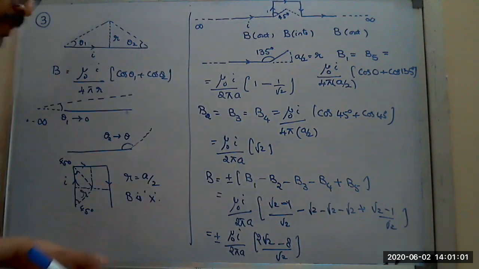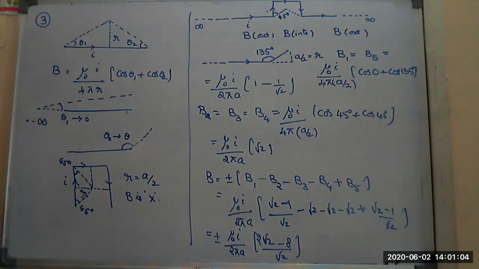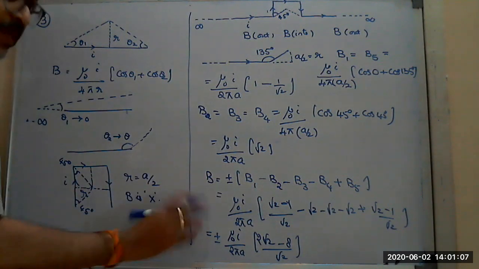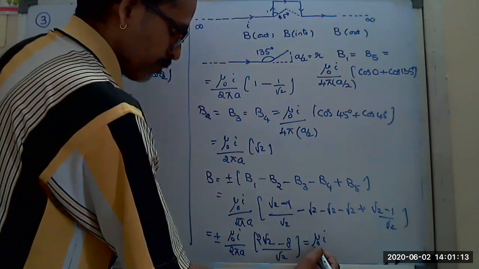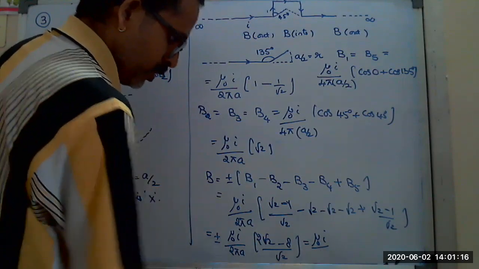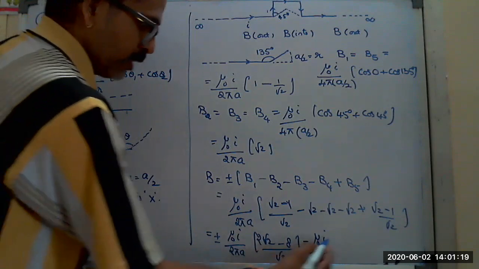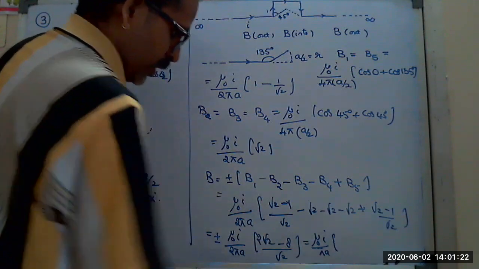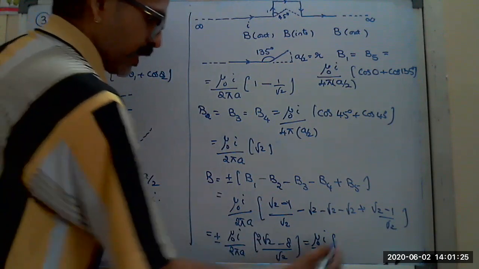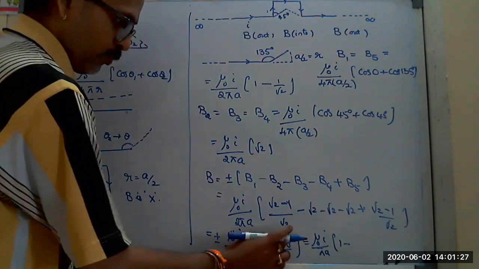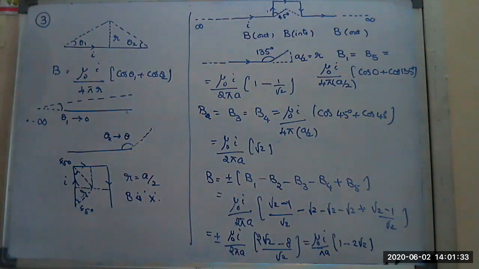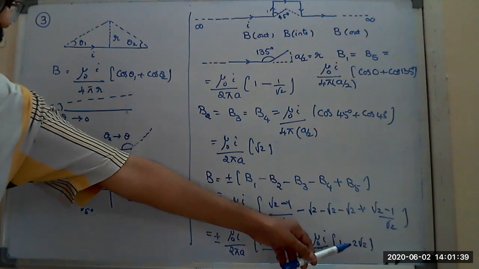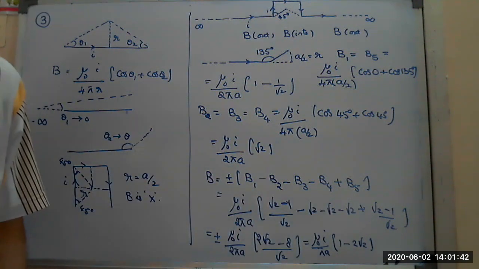Why? Because in the question he did not mention to take out as positive and into as negative. So you can take either plus or minus. So this is equal to mu naught I by 2 pi a, and if you cancel the 2 twos, root 2 cancels, 1 minus, 4 by root 2 is 2 root 2. So the answer will be mu naught I by pi a into 1 minus 2 root 2, or 2 root 2 minus 1.